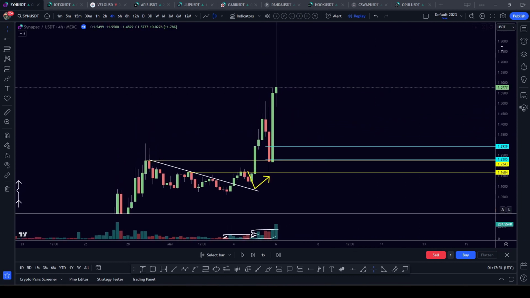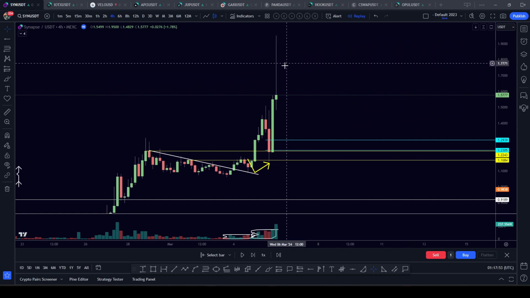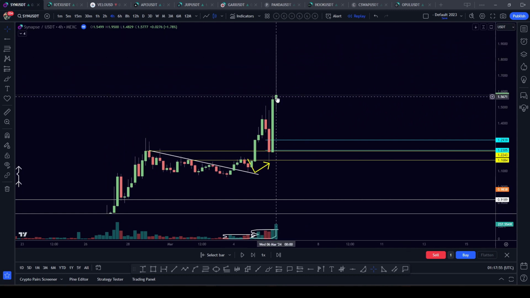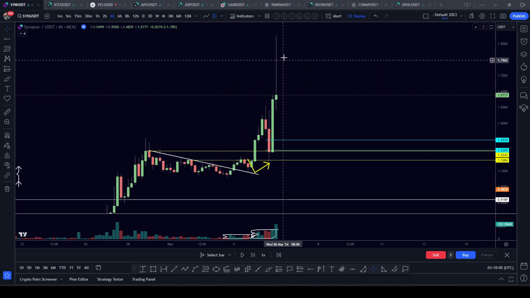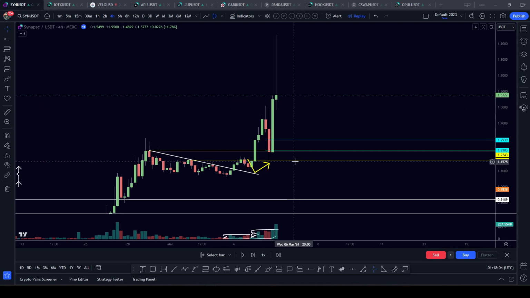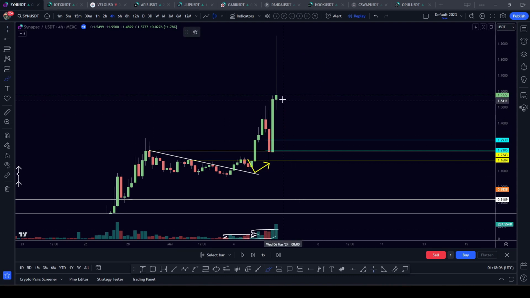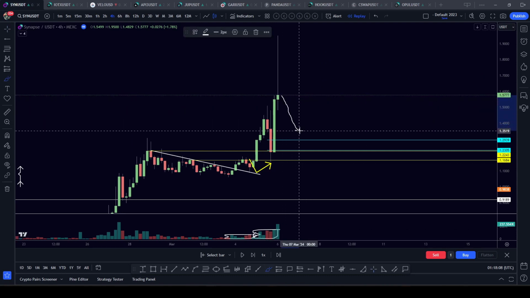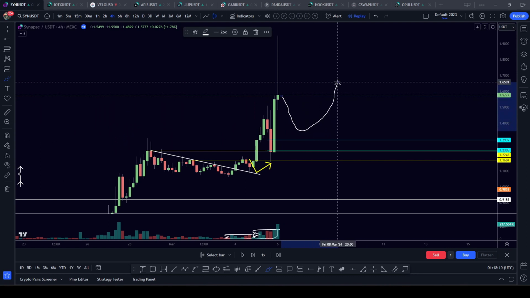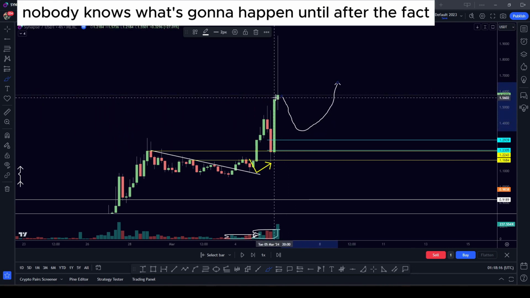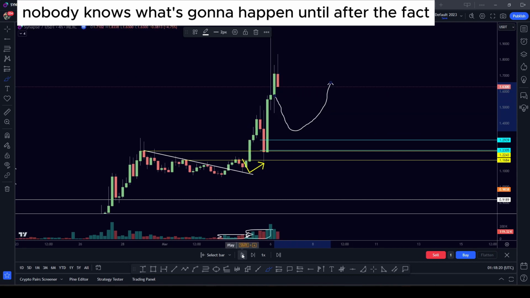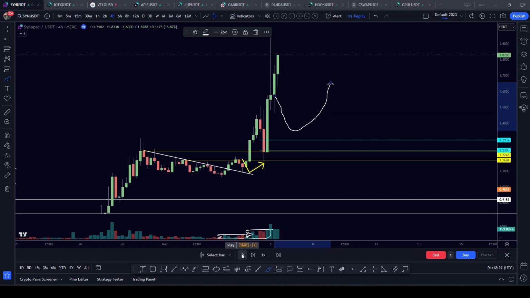Now we have a very long selling pressure wick. However, the candle is still green because it closed above the open. Due to this wick, I'm led to believe that the price action may come down. It could continue going up, may come down to about here before it goes up. But once again, nobody knows what's going to happen until after the fact. So let's go ahead and play this. Let's see if it continues going up or if it comes down and it continues going up.